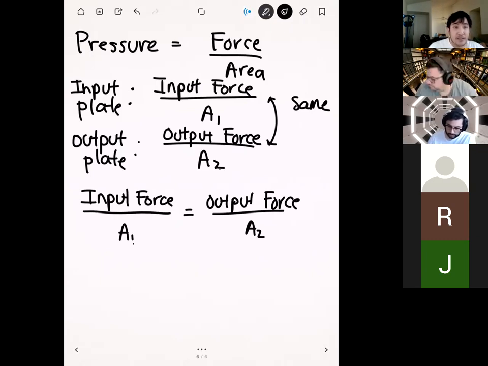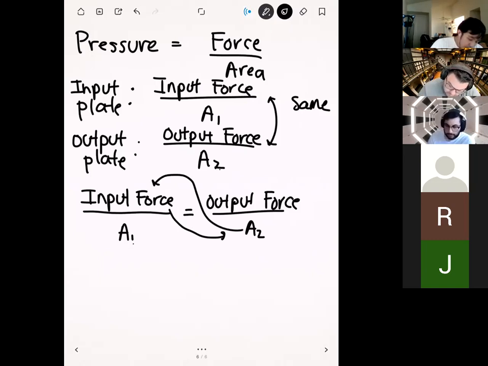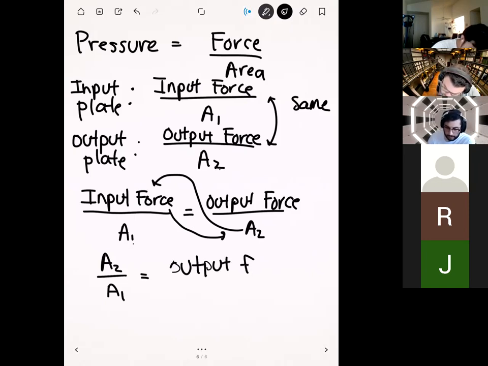Now that we have this expression, we can manipulate it to get our expression for mechanical advantage. We can take the input force and divide both sides by it, so it ends up in the denominator here. After that, we can multiply both sides by A2, which puts A2 in the numerator over here. And then what we get is A2 over A1 is equal to output force divided by input force.